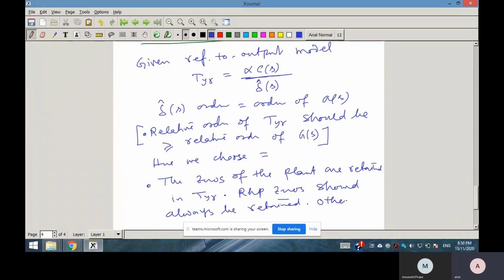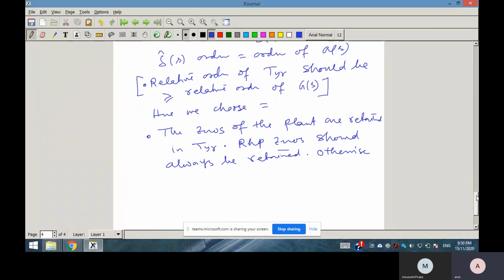Otherwise the controller will... otherwise the desired model matching, the 2DF controller cannot be designed because it will be internally unstable.